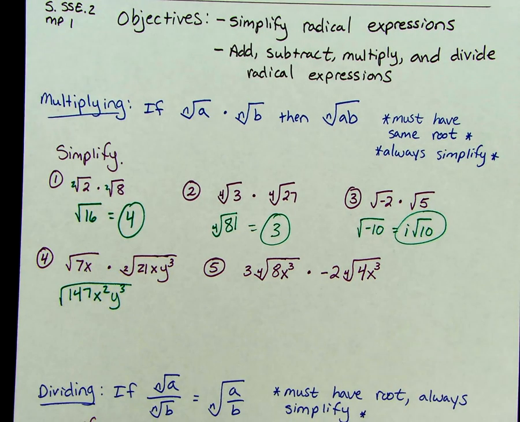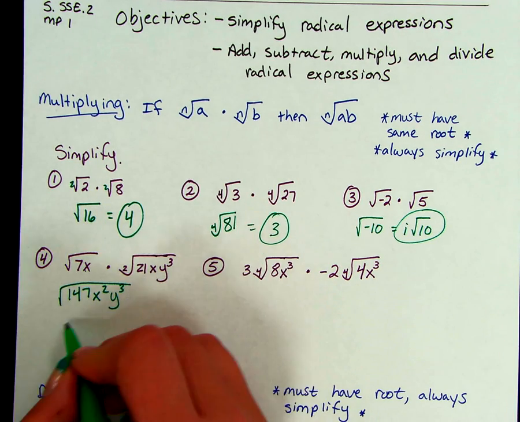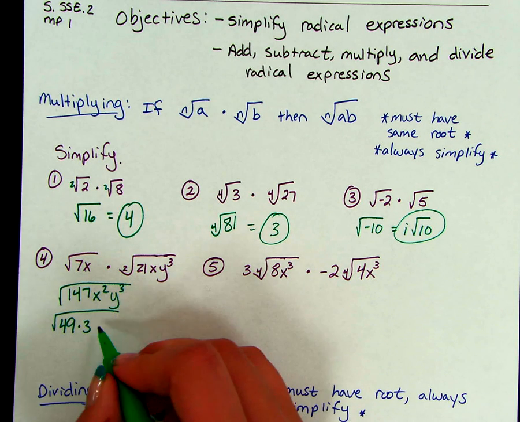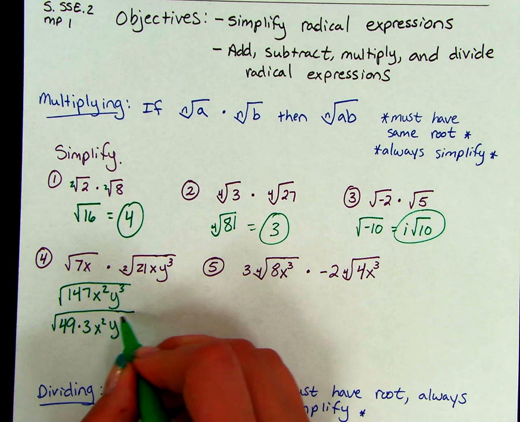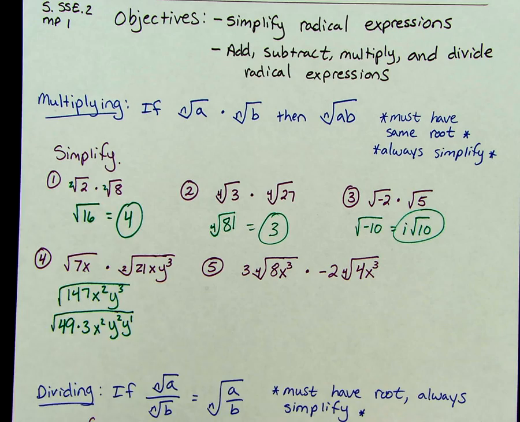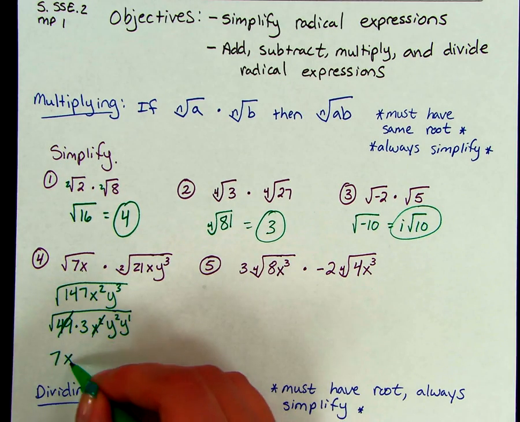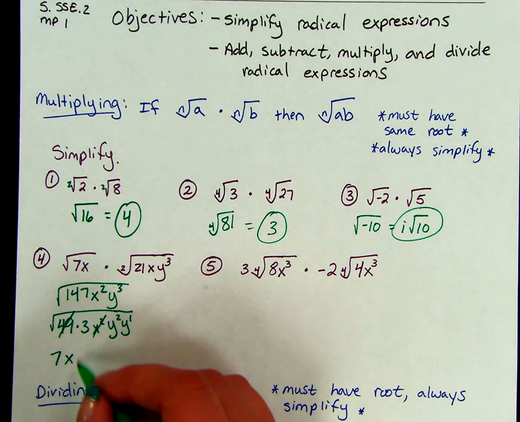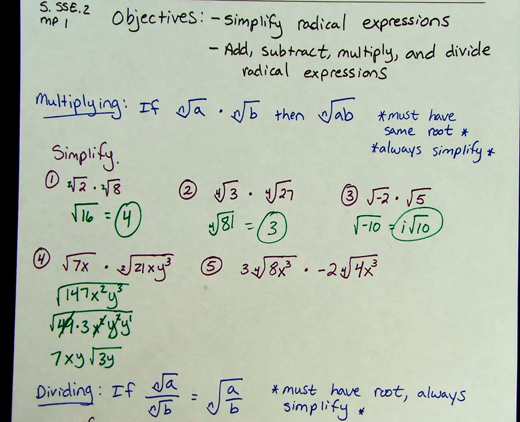Now I need to use the rules for simplifying. I know that 49 divides into this, which is a perfect square. So when we split it, this will be 49 times 3, and then we'll have an x squared. And then we have to split y cubed as y squared and y to the first. Now we just take the square root of everything that we can. Square root of 49 is 7. Square root of x squared is x. And square root of y squared is y. And then that will leave us with 3y inside the radical.